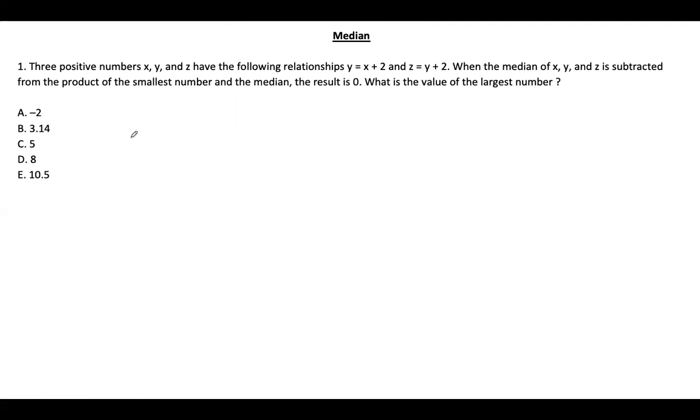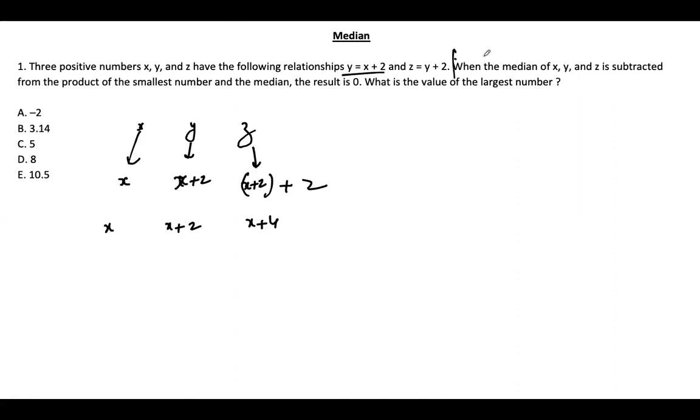So, three positive numbers, X, Y, and Z, have the following relationships. Y is equal to X plus 2, and Z is equal to Y plus 2. What is the value of Y? X plus 2. So we can get Z is equal to X plus 4. Go on. When the median of X, Y, and Z is subtracted from, just a sec, what is the median of X, Y, Z? X plus 2, the middle number.